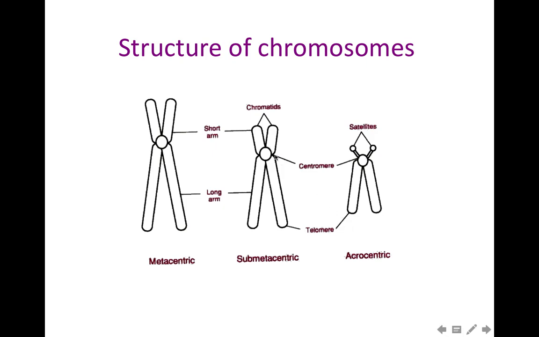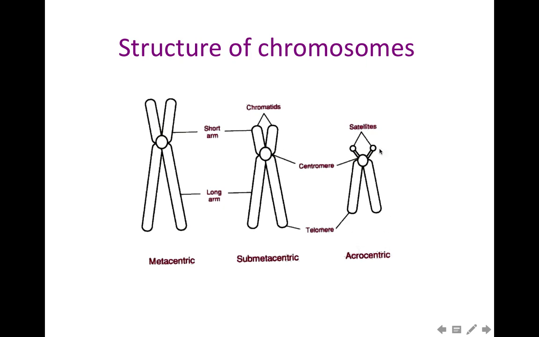Just to refresh your memory with the structure of the chromosomes, there are three types of chromosomes: the metacentric, submetacentric, and the acrocentric. And this classification is based on the position of the centromere. If the centromere is central, it is metacentric, and the size of the P arm is almost equal to or slightly shorter than the Q arm, or the long arm. In the submetacentric chromosome, the P arm is much shorter than the Q arm, so the centromere is shifted more towards the P arm.